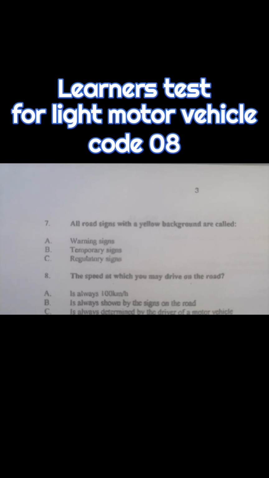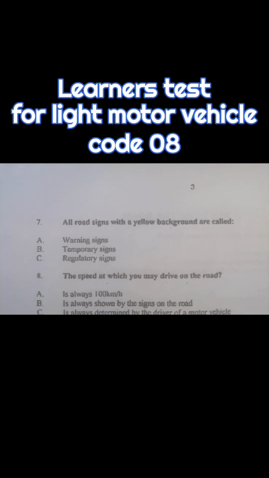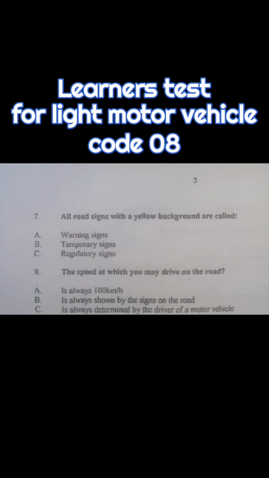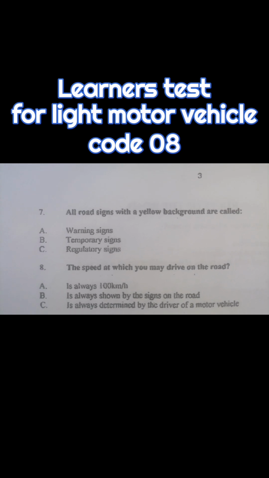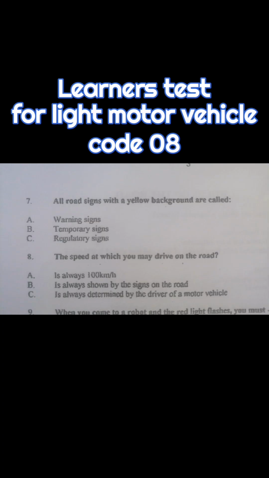Normally when the people work on the roads, they have all these different signboards, right? And then once the road is fixed, they take these signboards away. So we can clearly say or safely say that those road signs were not there permanently, but they were there temporarily. So all road signs with a yellow background are called temporary signs.